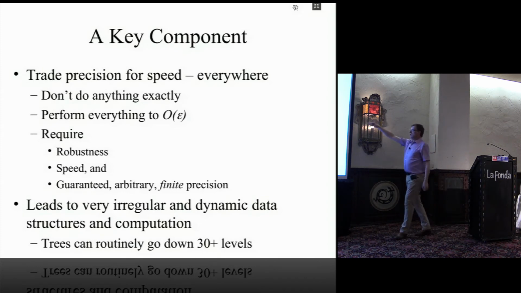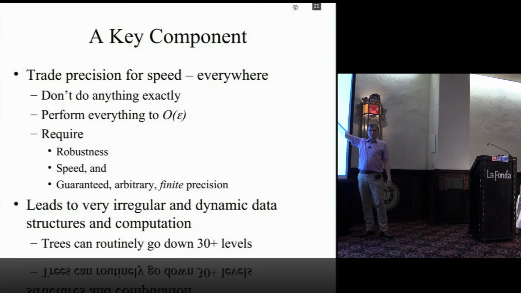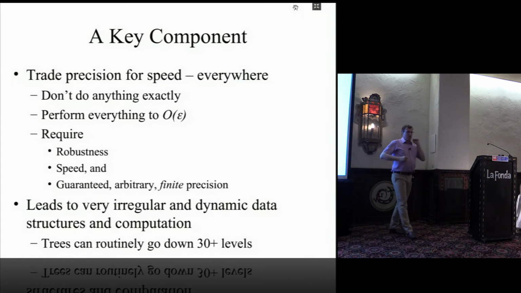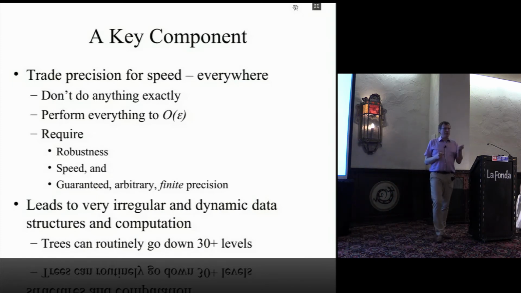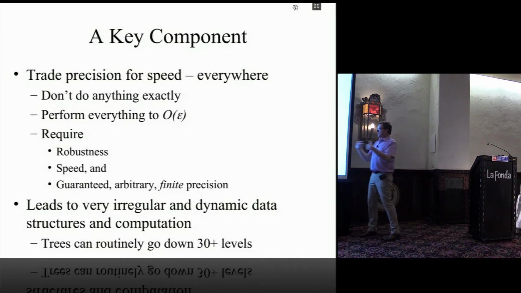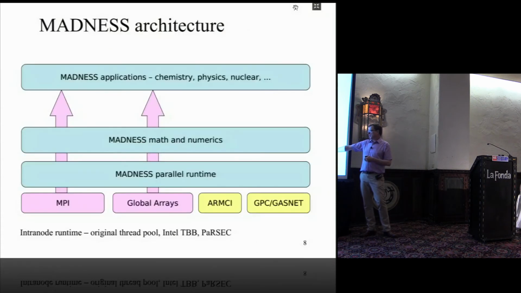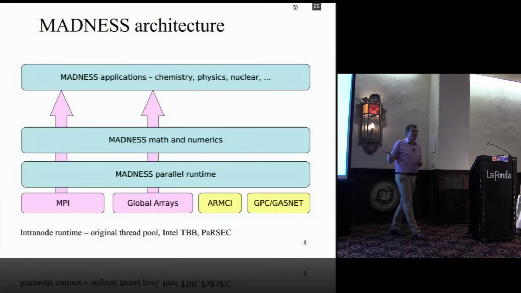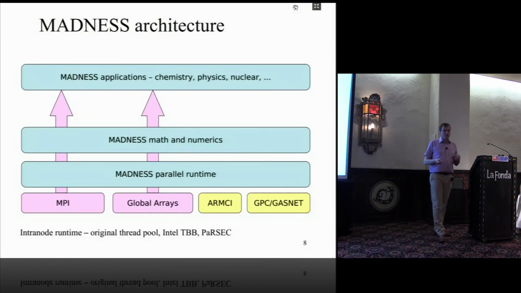So a key component is that everything is done to finite precision, right? It's not just that we're throwing away numbers less than some threshold. Each individual number is only computed to the precision that we're interested in as well. So that is a potential source of lots of speed that we're getting out of this, but it also makes the numerics and the dynamics of the code quite different, and in particular gives us very dynamic and irregular computation. That's a challenge for some styles of composition.